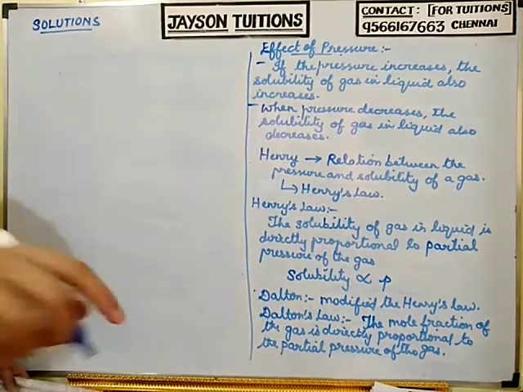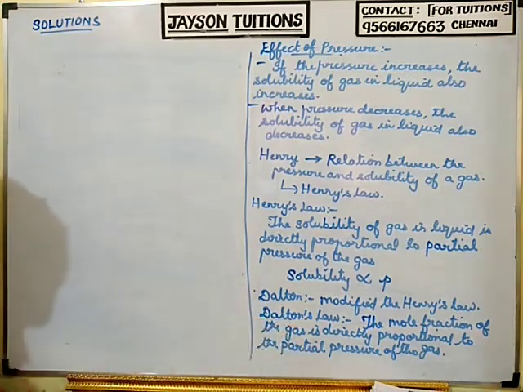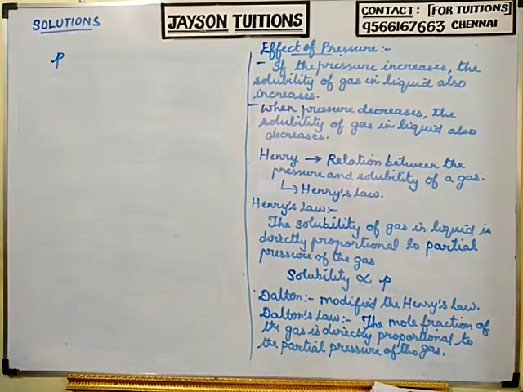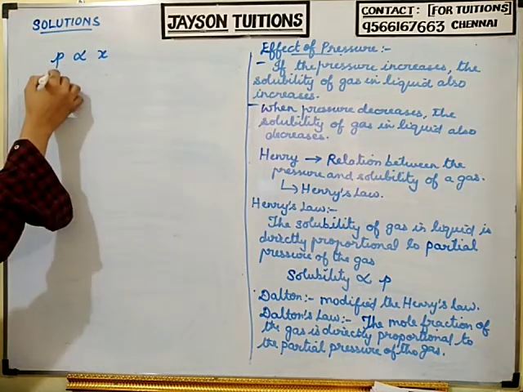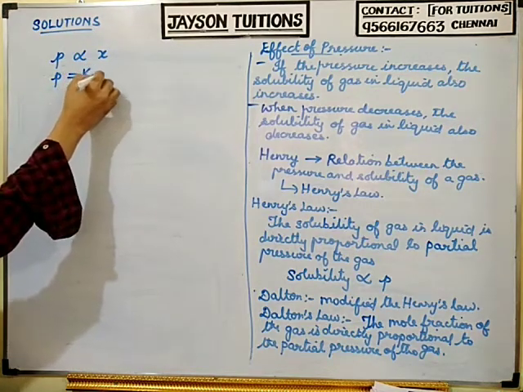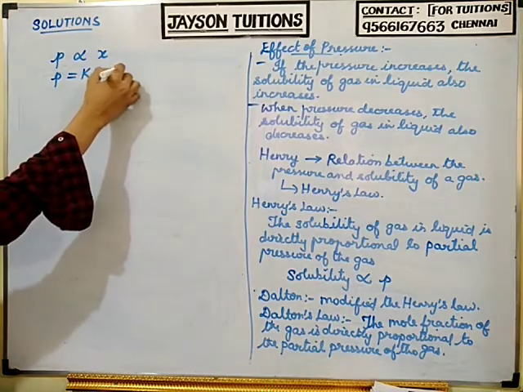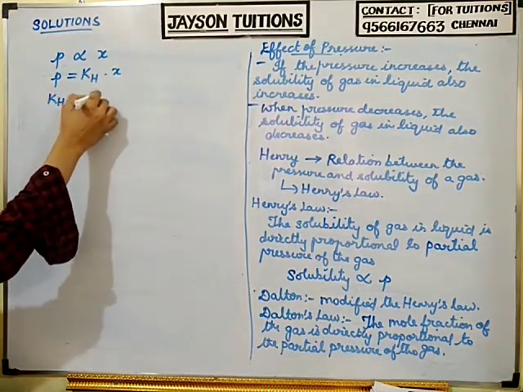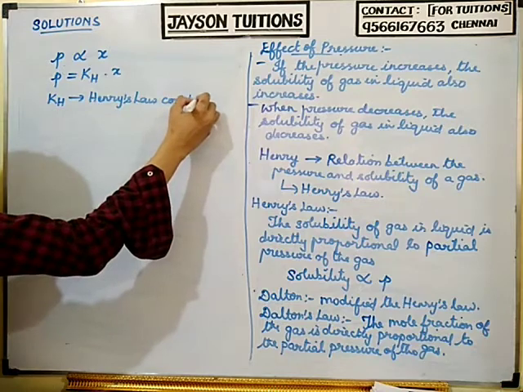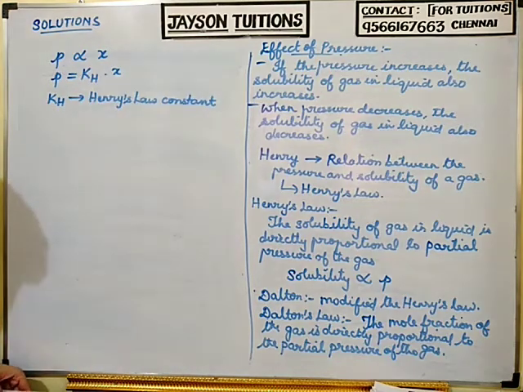Mole fraction is directly proportional to partial pressure. The partial pressure symbol is small p, I told you. It is directly proportional to mole fraction. The mole fraction symbol is small x. This we already studied in the first class. To remove the proportionality sign, I should put equal to. So partial pressure is equal to, I am adding one constant kh, into x. This kh is called Henry's law constant.